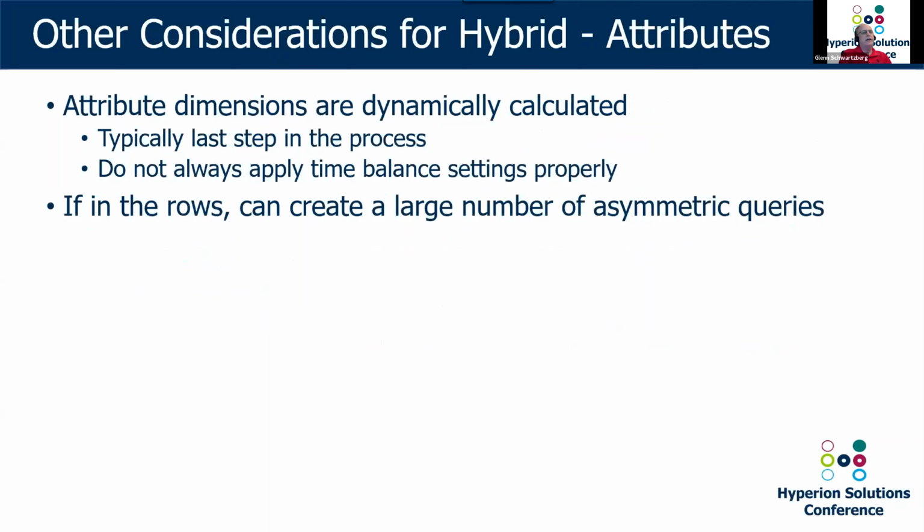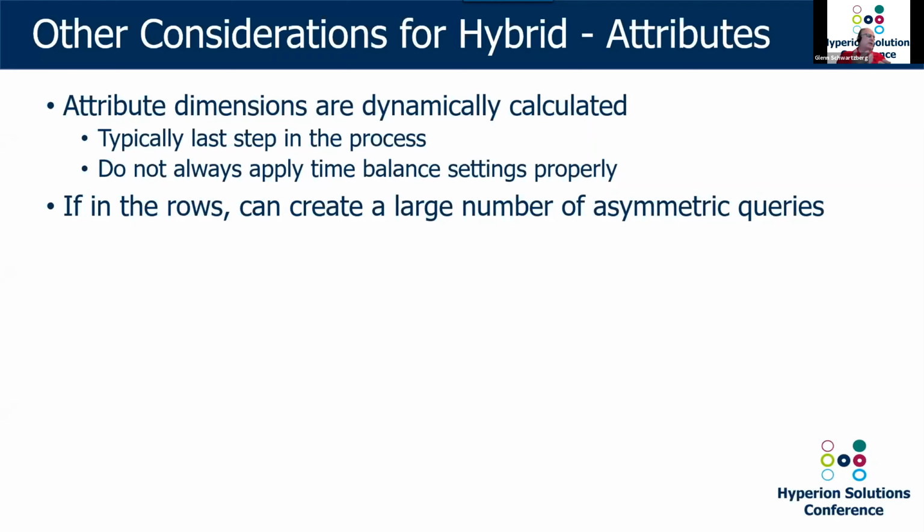Another consideration: attribute dimensions are always going to be calculated last, which means that it may not always be giving you the correct results in some cases. Because it's more of an ASO type of behavior, you can turn your attribute dimensions into real dimensions, and you're going to get better performance.